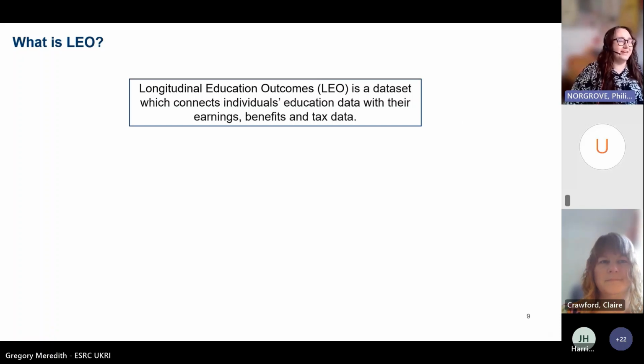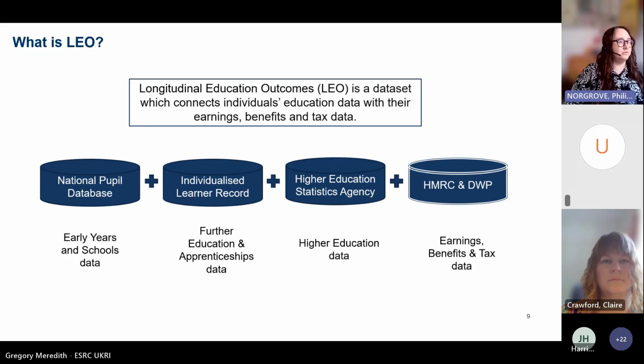So what is LEO? LEO is longitudinal education outcomes. And simply, LEO is a data set that connects individuals' education data with their earnings, benefits, and tax data. So in this one place, we can see an individual's early years, schools, further education, apprenticeships, higher education information, and then also the earnings, benefits, and tax information after they've left education.